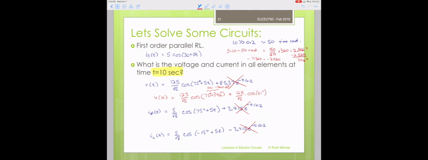That's approximately equal to the cosine of 60 degrees, which is approximately equal to a half. So when you multiply it out, what you are left with is 125 times cos of 61 divided by the square root of 2 is 52.1 volts.